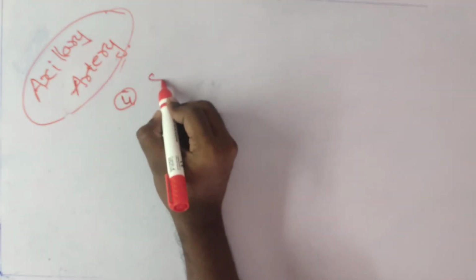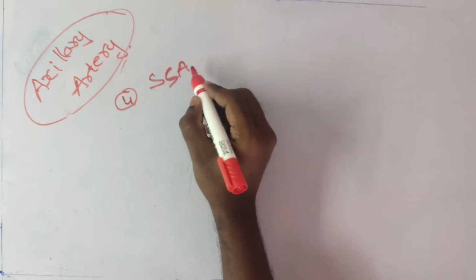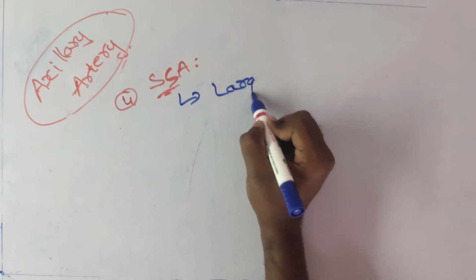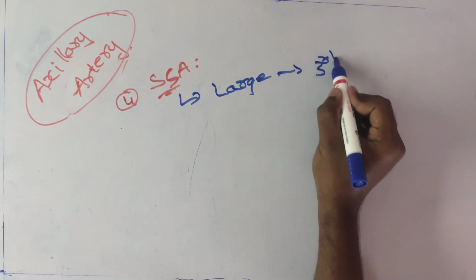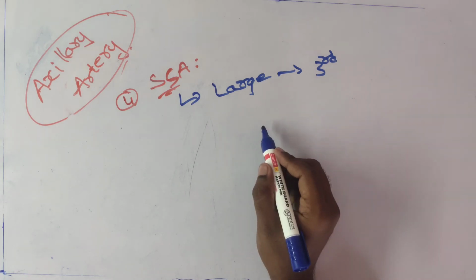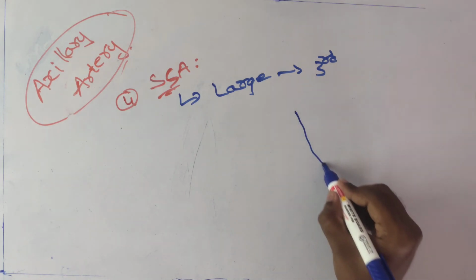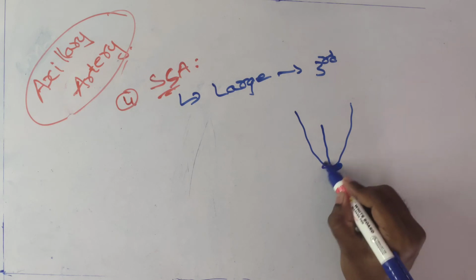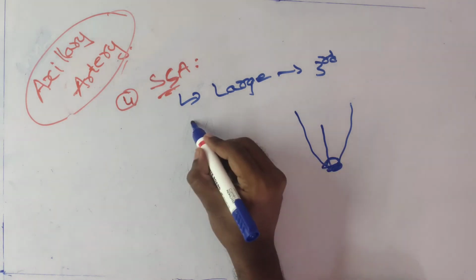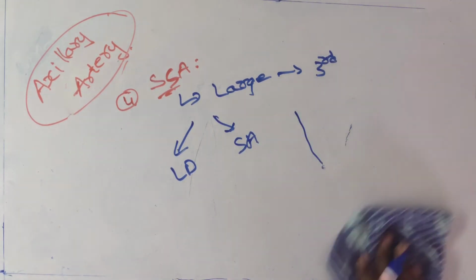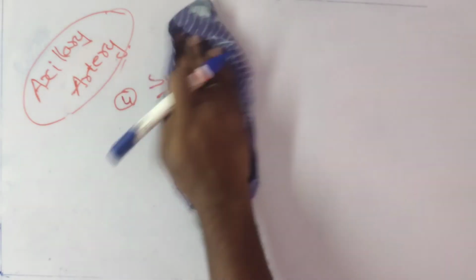Okay, next coming to the fourth branch, the subscapular artery. It is the largest branch and it belongs to the third part of the axillary artery. It runs along the lower border of subscapularis to the inferior angle of the scapula. It supplies the latissimus dorsi and serratus anterior. This is about the fourth branch of the axillary artery.